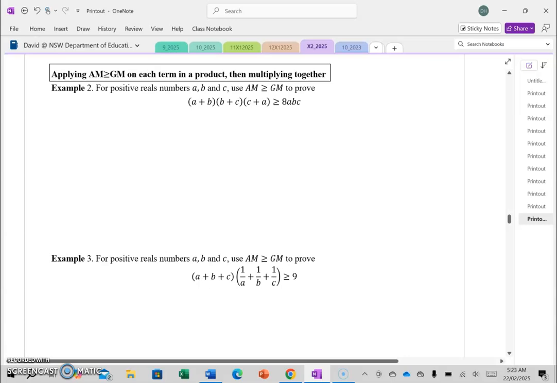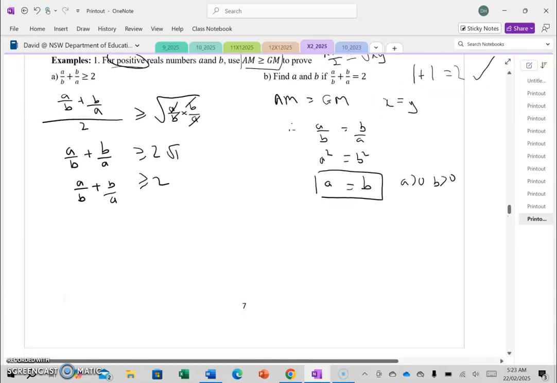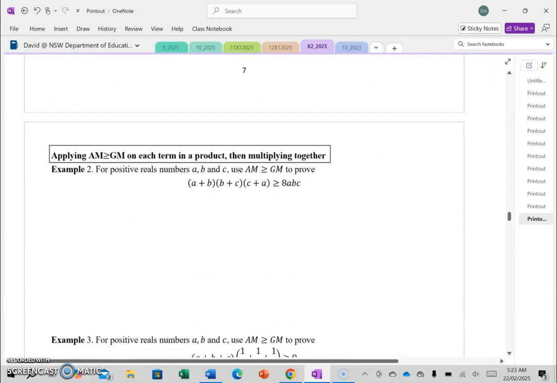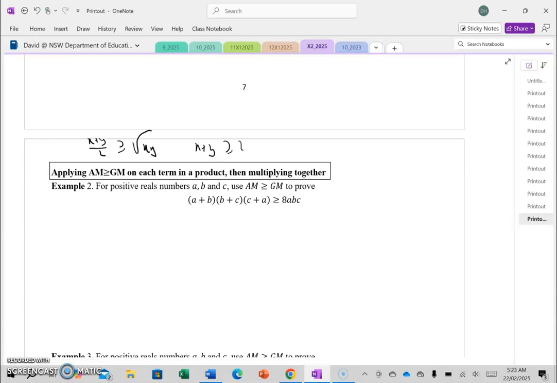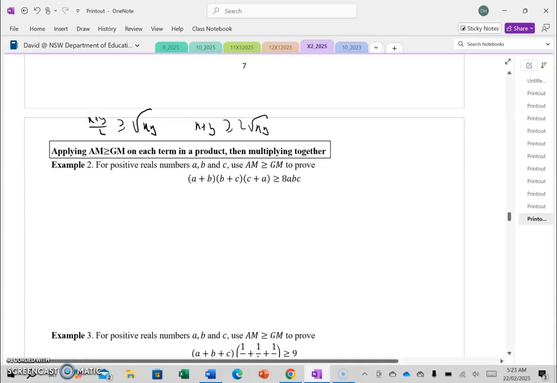We're going to do some applying AM-GM questions now, and I've put some easy, quick examples. One thing I'm going to say is, even though AM-GM is written like this, we often move the 2 over. Okay, so we often write it like that. It just helps us with a lot of questions. It's more useful to use this version of it.